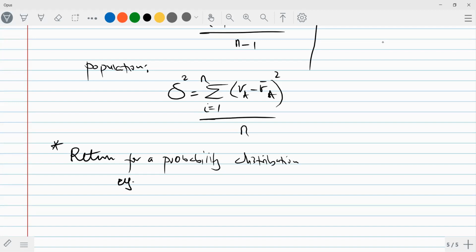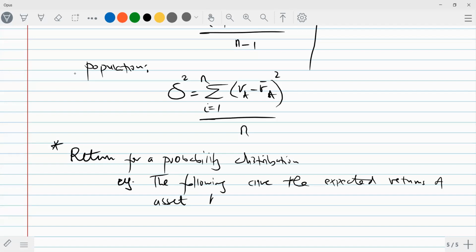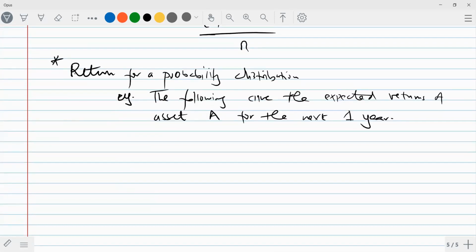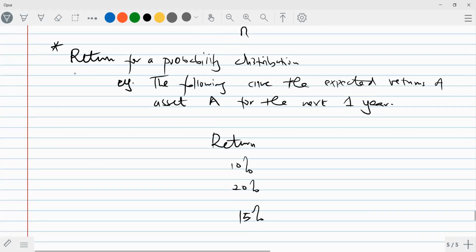The following are the expected returns of asset A for the next one financial year, and the return can be as follows. The return you can get: 10%, you can get 20%, you can get, let's say, 15%. But what is the chance of getting the 10% return? So this can have here probability.